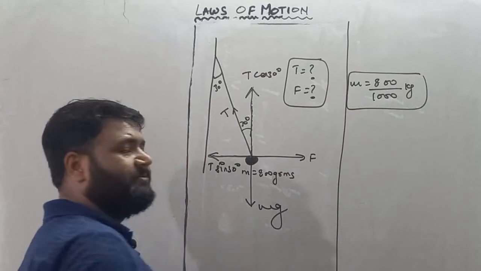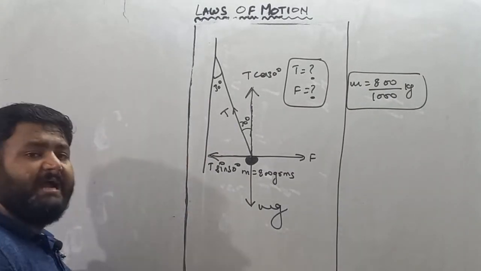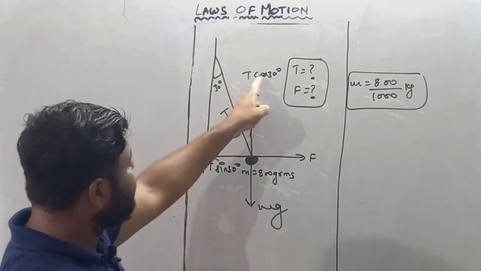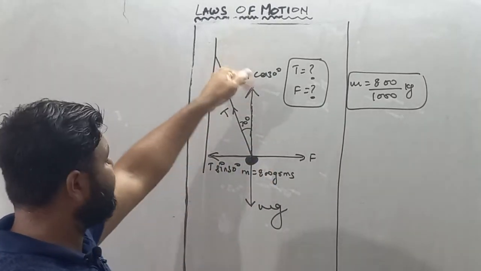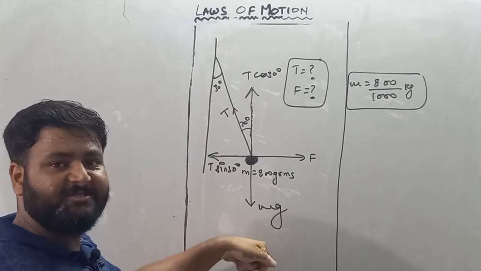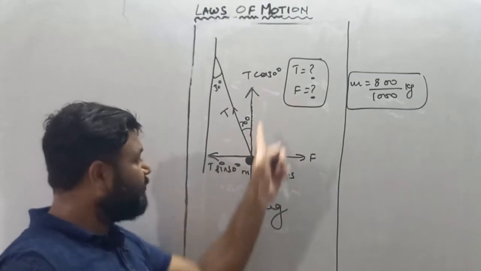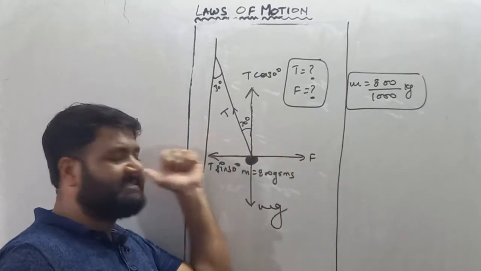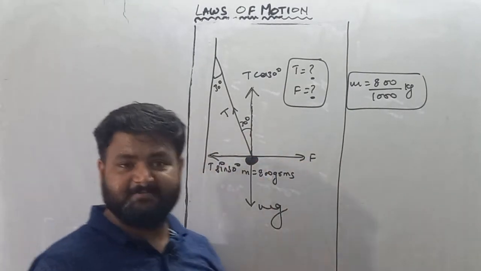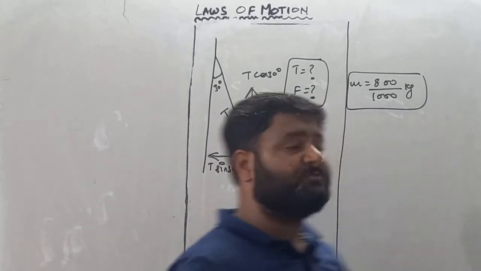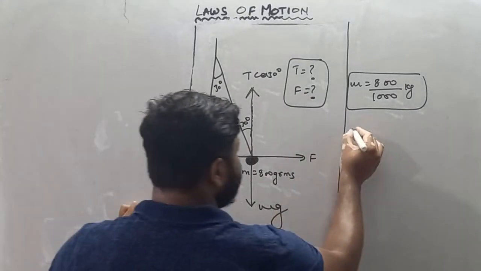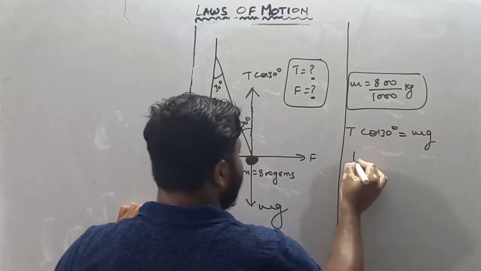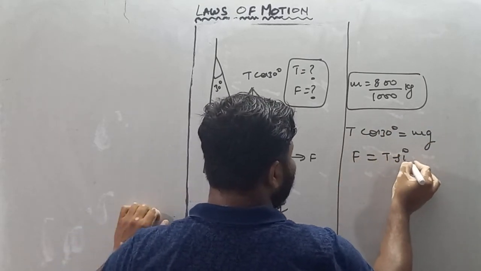So see, my dear student, the system is in equilibrium, and if the system is in equilibrium, it implies opposite forces must be equal. So T cos 30 is in upward direction and mg is in downward direction. So what it implies? It implies both the forces must be equal. Similarly, F is in this direction and T sin 30 is in this direction. System is in equilibrium, it implies opposite forces are equal. So we'll write T cos 30 must be equal to mg and F must be equal to T sin 30.